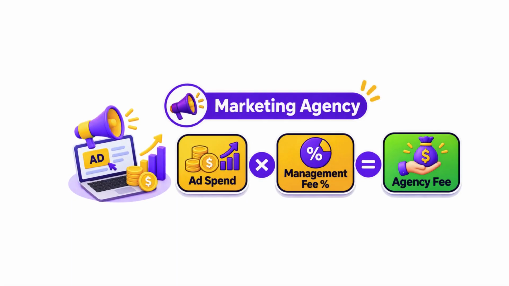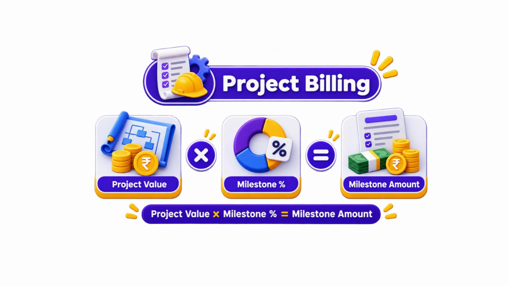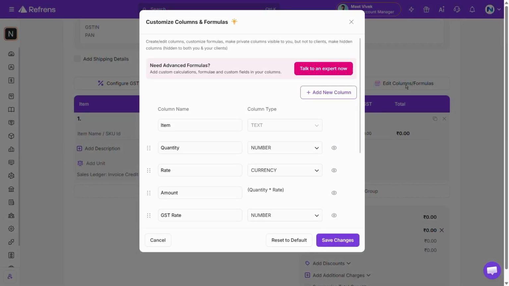A marketing agency may calculate its management fee as a percentage of ad spend. A recruitment agency may calculate its placement fee as a percentage of the candidate's annual CTC. And a project-based business may calculate the invoice amount based on a milestone percentage. With custom columns and formulas in Refrens, you can set up these calculations directly inside your accounting documents.